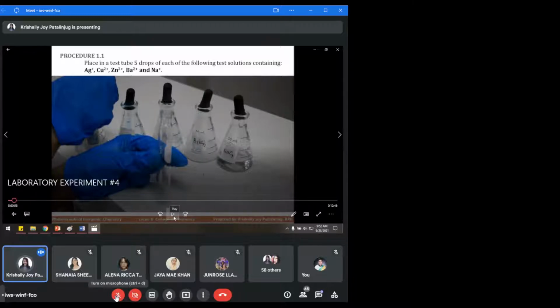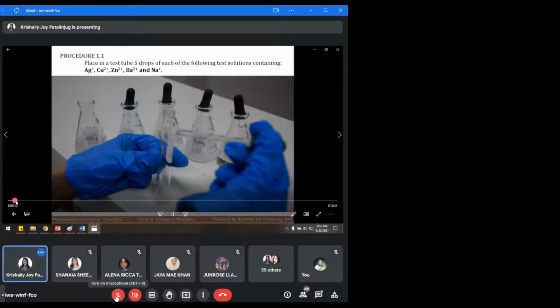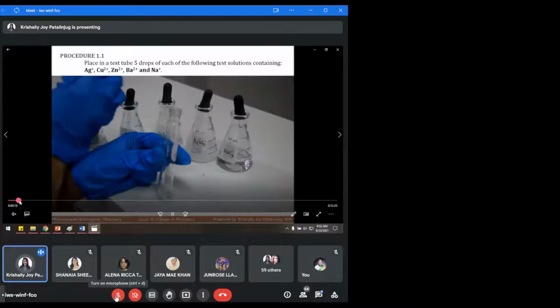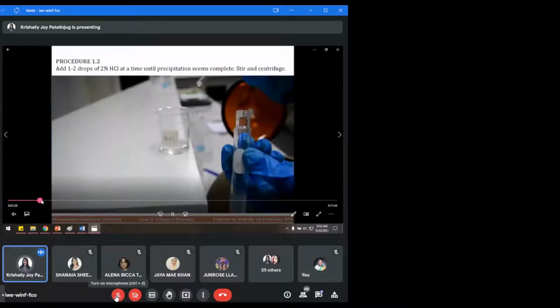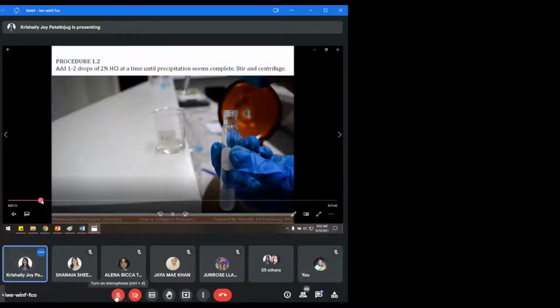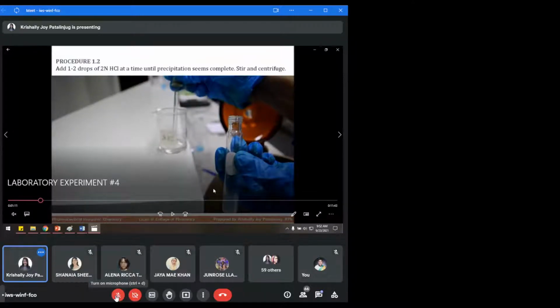What is our goal in this experiment? Separation of each ion into groups. Okay, so somehow you have ideas already. So they are mixed, for example 5 drops each. I will just fast forward. Okay, next procedure, please read 1.2.